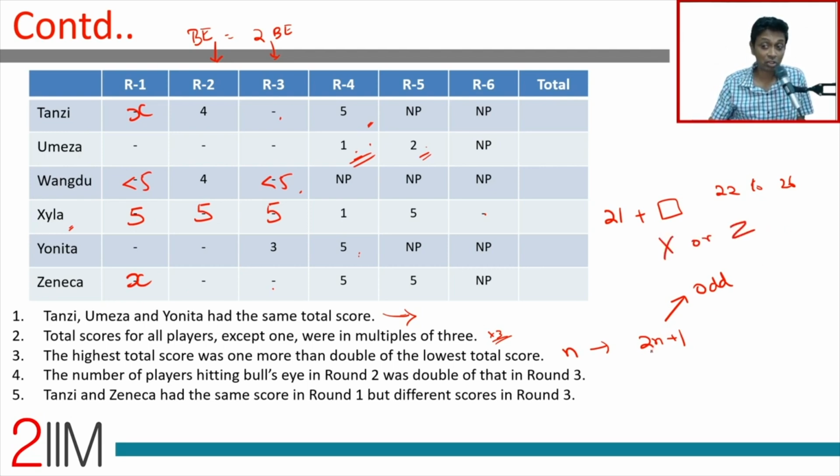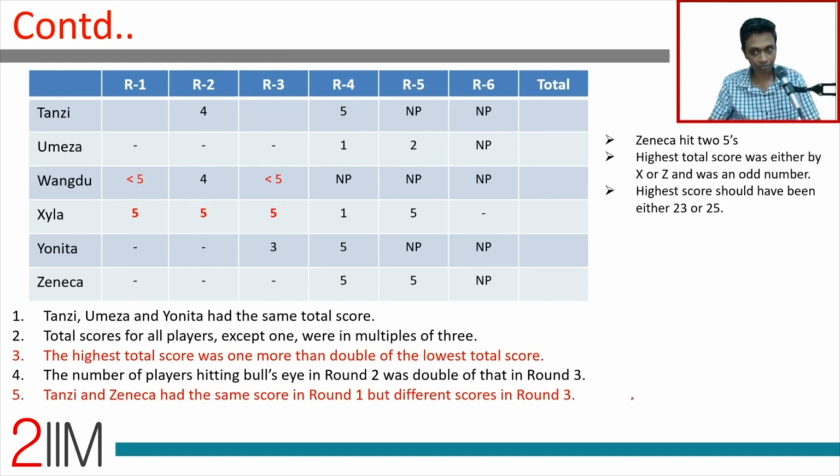What could be the highest score? It's an odd number. It could be 23, 25. It cannot be 27. It's 23 or 25. Brilliant. We've got something to work with. Let's start with that. Highest score is 23 or 25. Now, if the lowest score were n, the highest score would be 2n plus 1. This is 23, this is 11. If this is 25, this is 12.